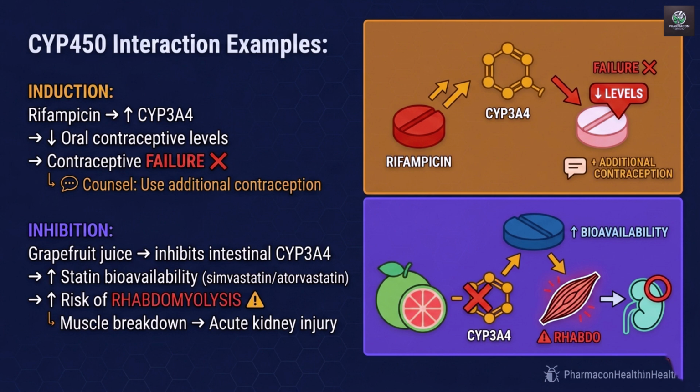Second, grapefruit juice and statins. Grapefruit contains furanocoumarins that irreversibly inhibit intestinal CYP3A4. This blocks the first-pass metabolism of statins such as simvastatin and atorvastatin, dramatically increasing their bioavailability. Elevated statin levels significantly increase the risk of rhabdomyolysis, severe muscle breakdown that can cause acute kidney failure.